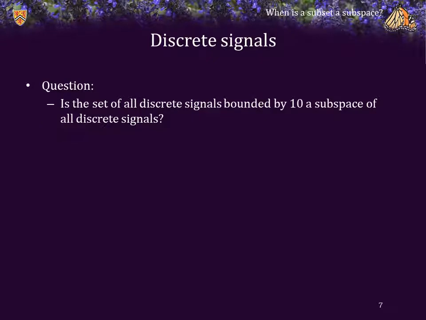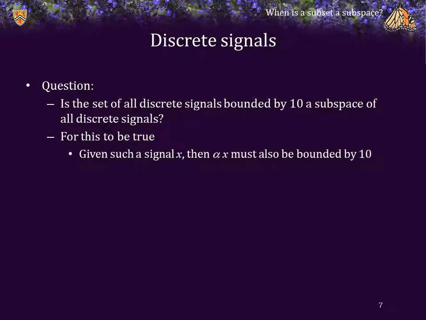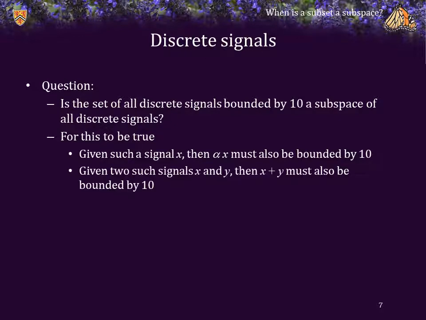Question: is the set of all discrete signals bounded by 10 a subspace of all discrete signals? In this case, no entry in the signal can be greater than 10 in absolute value. So for this to be true, given any such signal where every entry is less than or equal to 10 in absolute value, then alpha times x must also be bounded by 10. If this was true, given any two signals x and y that are bounded by 10, then the sum must also be bounded by 10.